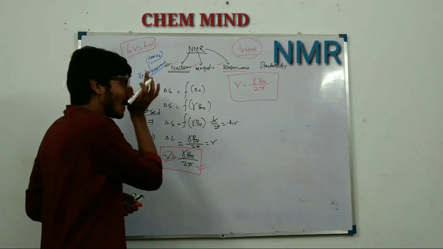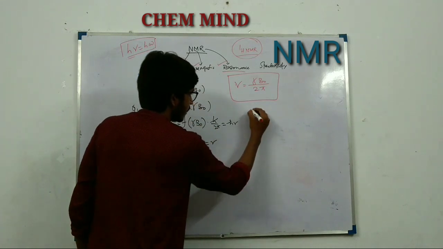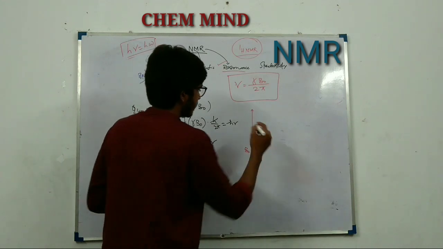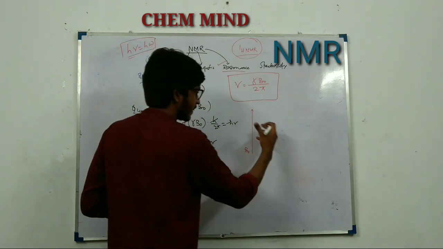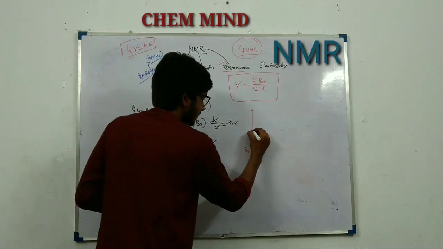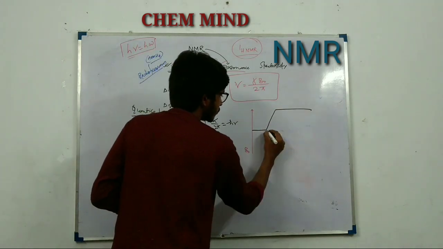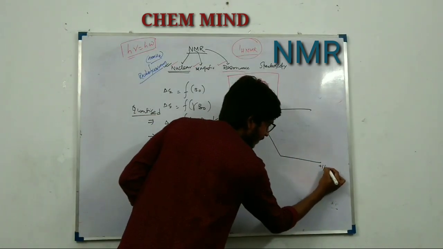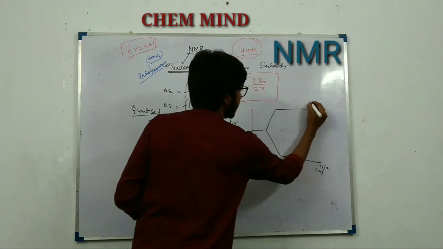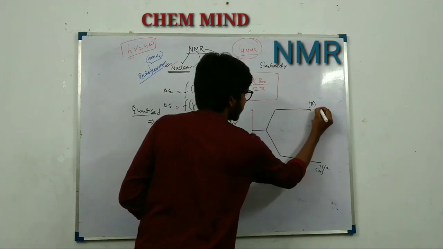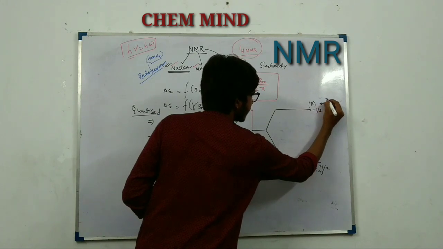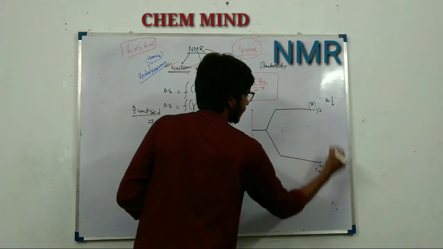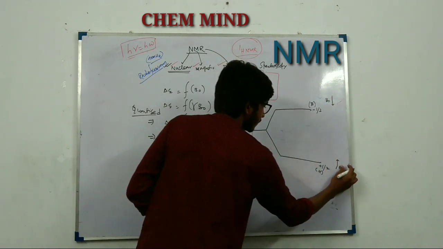Now what happens actually: there is B naught, the external magnetic field, and this nucleus is split into two divisions, plus half, which is basically the alpha state, and beta state, that is minus half, against the magnetic field. This is the magnetic field direction, so this is against the magnetic field, and this is with the magnetic field.